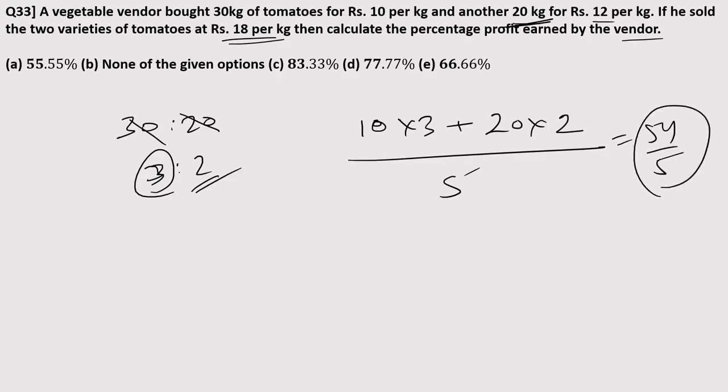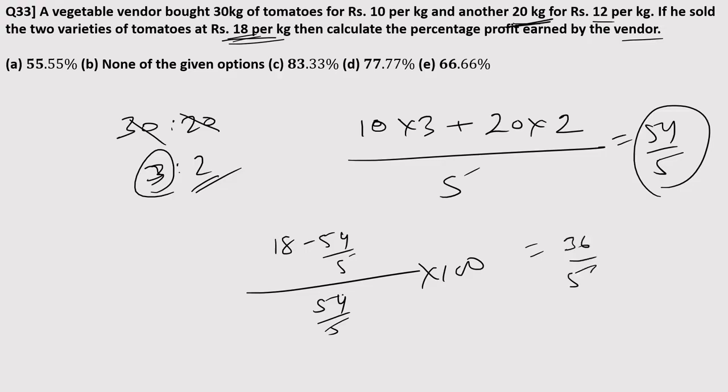Selling price how much? Selling price 18. So profit percentage is SP minus CP divided by CP into 100. This is coming out to be how much? 36 by 54. This is basically 2 by 3 or 66.66%. Option E. Let's move to next question.